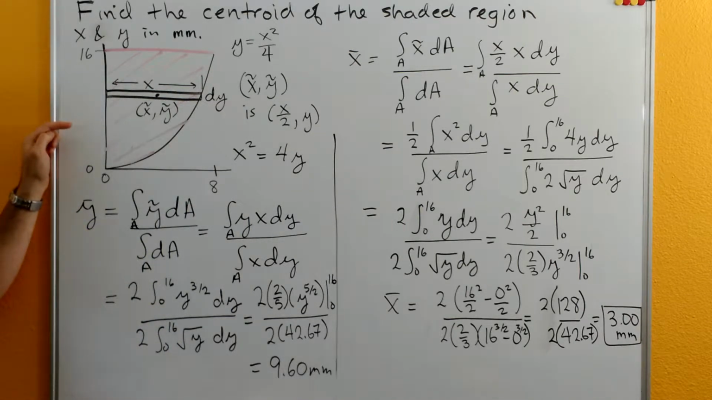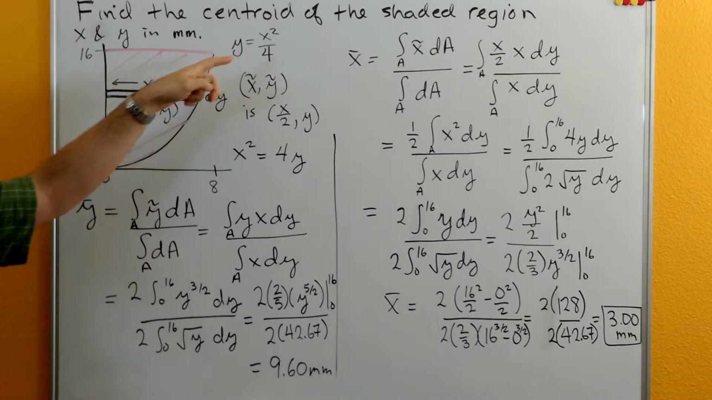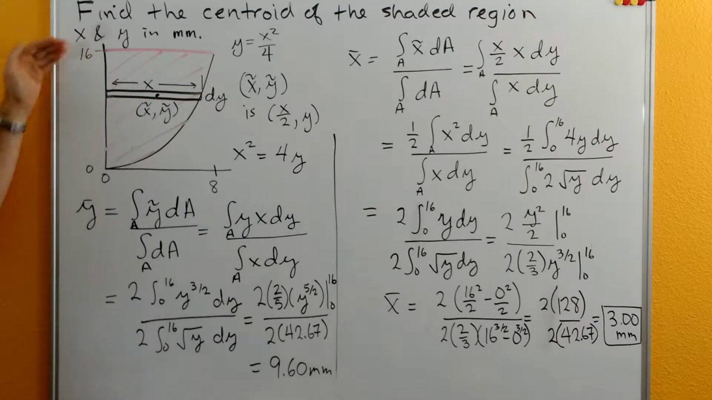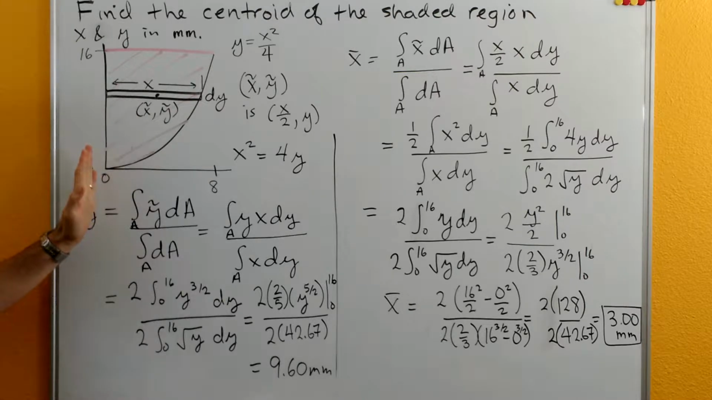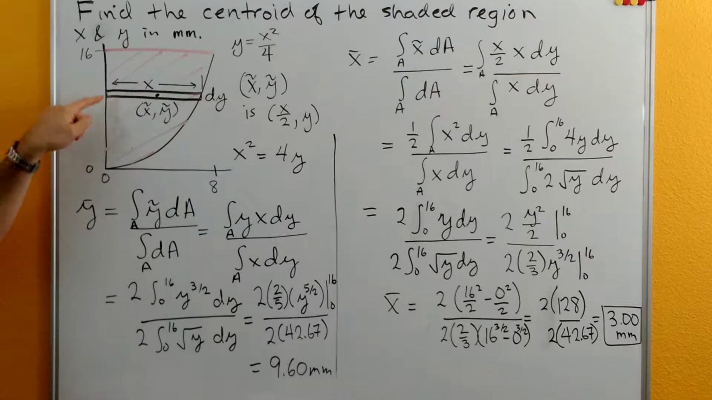We have a region that's defined by this curve y is equal to x squared divided by 4, and we're going to look at the shaded area here from y is equal to 0 to 16. Also, x is going to go from 0 to 8. We want to find the centroid of this shaded region, and so we'll draw a differential element in here.